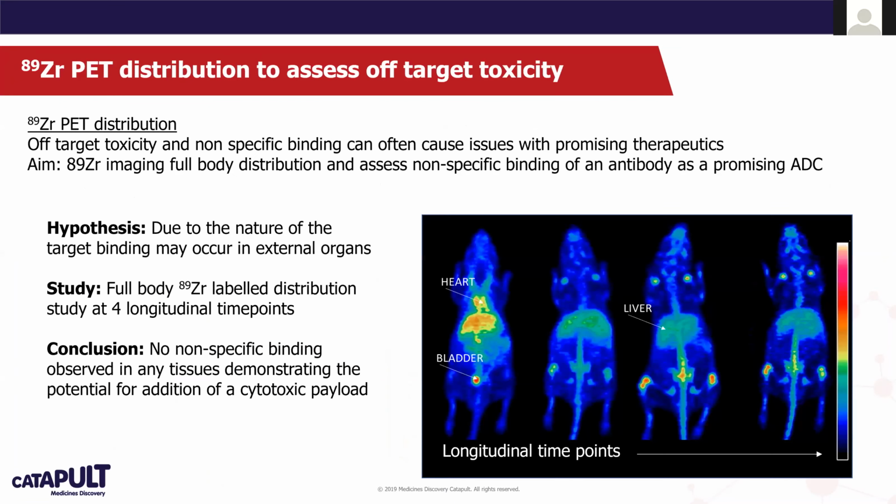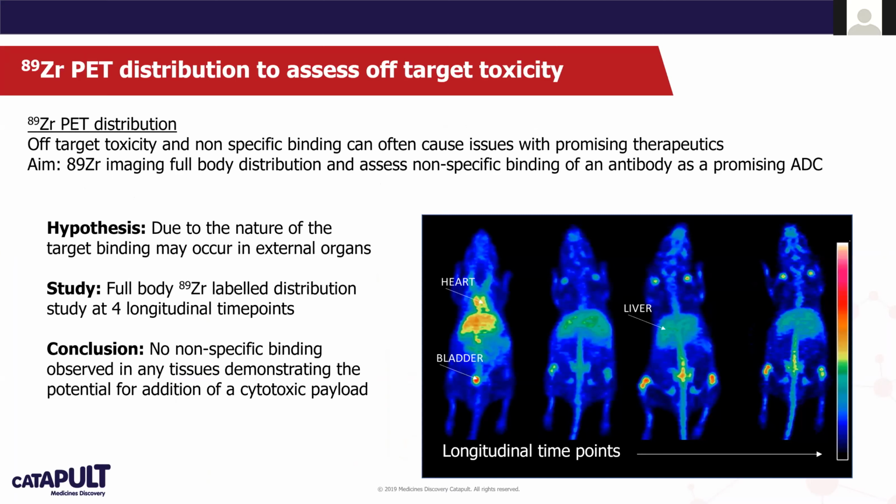So sometimes you may also want to understand not only that your compound gets to your disease area, but also does it get to anywhere it's not supposed to. So this is an example using zirconium PET to assess off-target toxicity. And off-target toxicity can often cause issues with promising therapeutics and being able to progress these further.